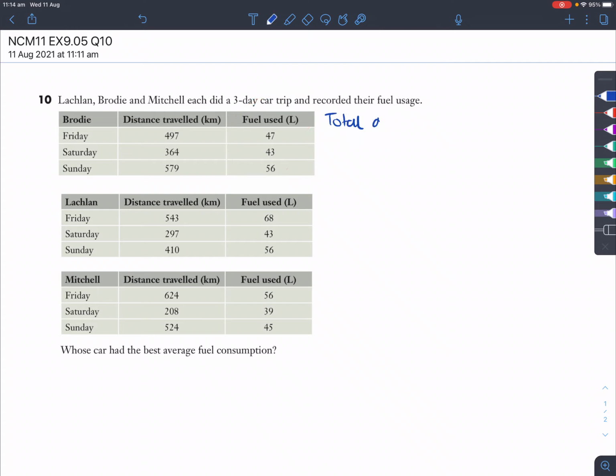for Brody will be the sum of all these numbers. So if you add these all up together, 497 plus 364 plus 579, we do get a total of 1,440 kilometers. Okay? So if you're a driver, you're a person in this car, and you're driving 1,440 kilometers, you're going to basically use fuel.